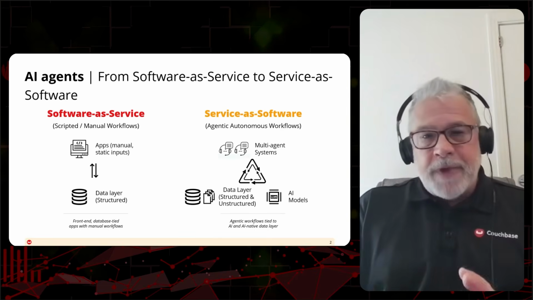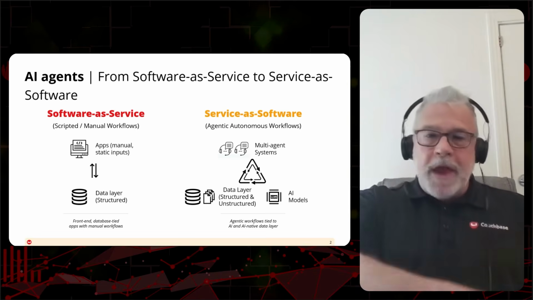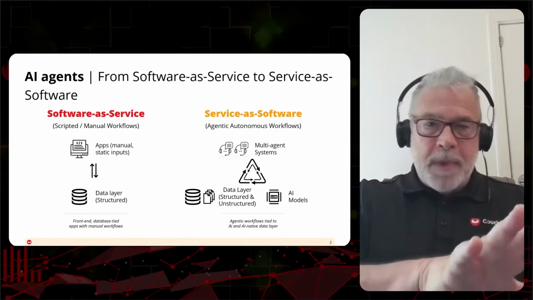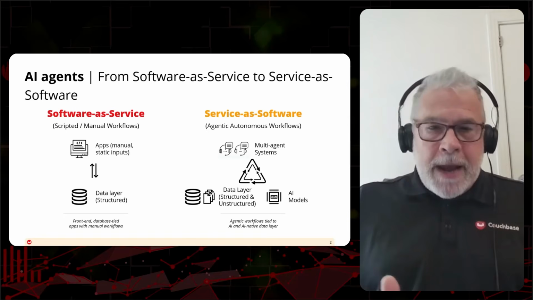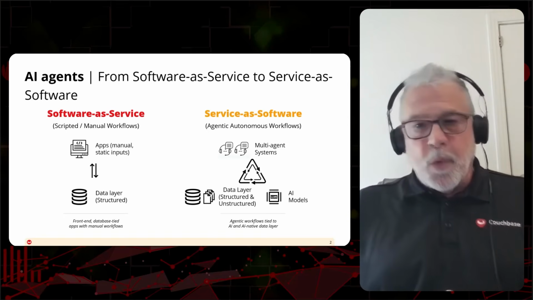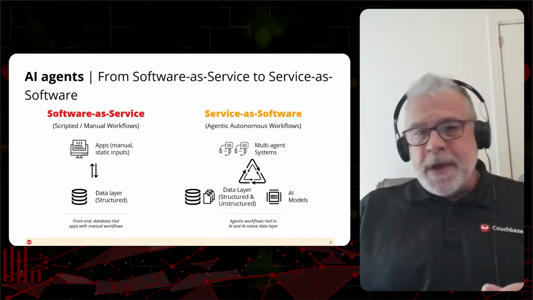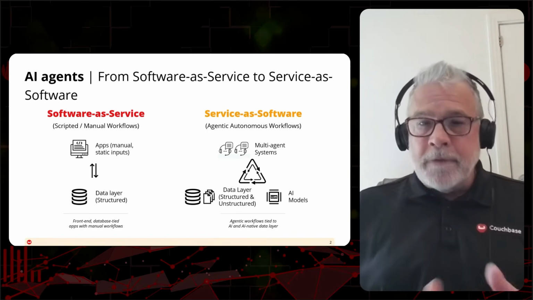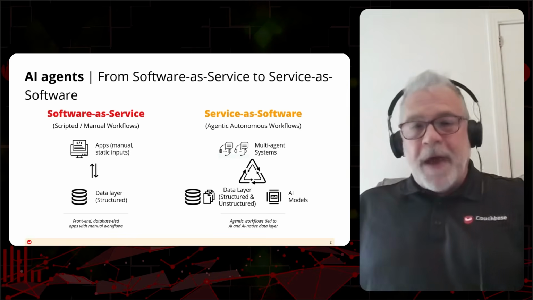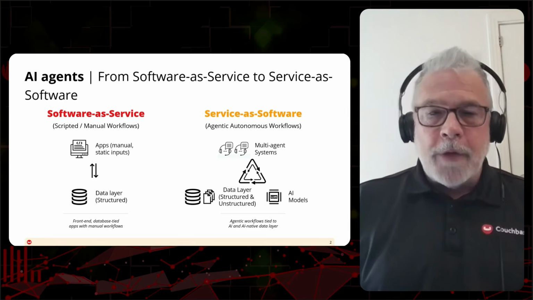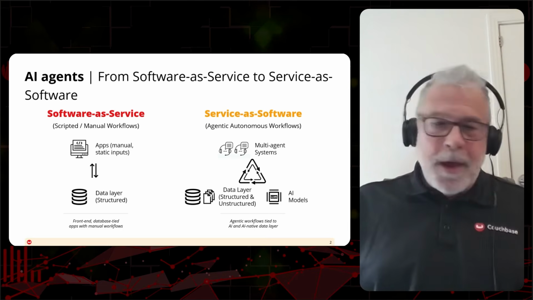So this slide sort of captures the fundamental shift that's happening in the market today. On the left, we've got the old world, right? Where we've been doing this for the last 20 years. Software as a service. It's a front-end app. It's tied to a structured database, and the workflows are manual and scripted. A user clicks a button, the app does a thing, the data layer responds, and it's very predictable and very deterministic.